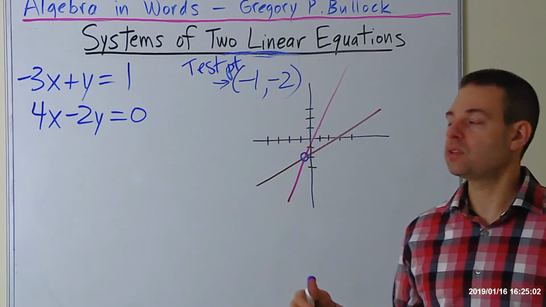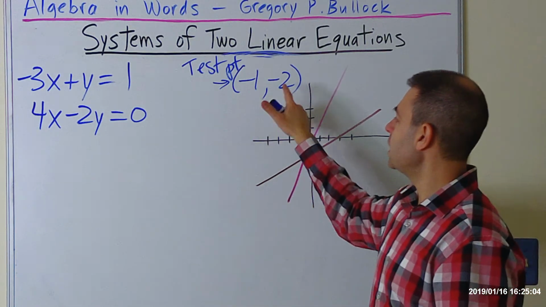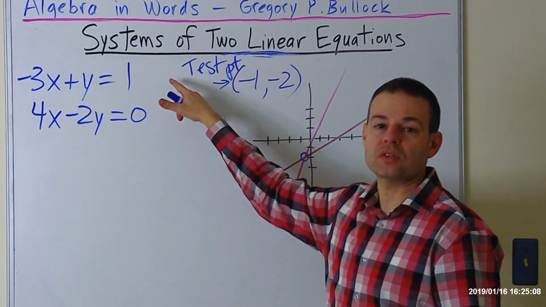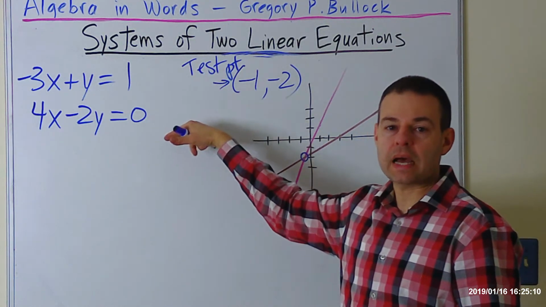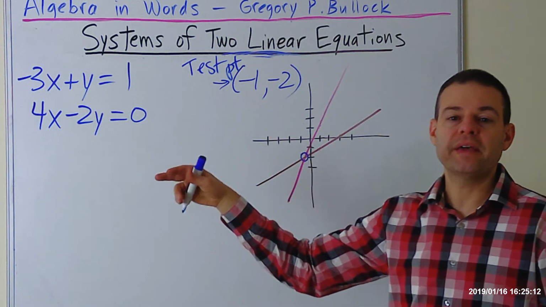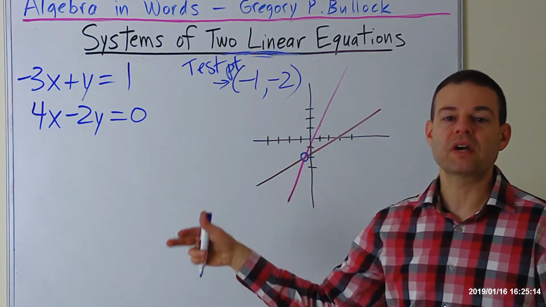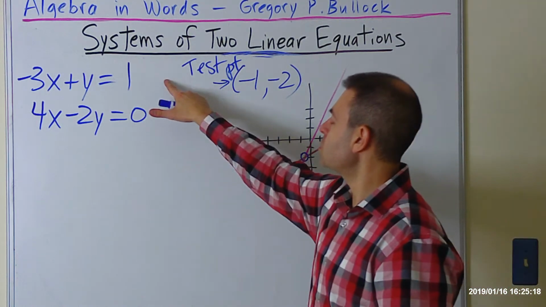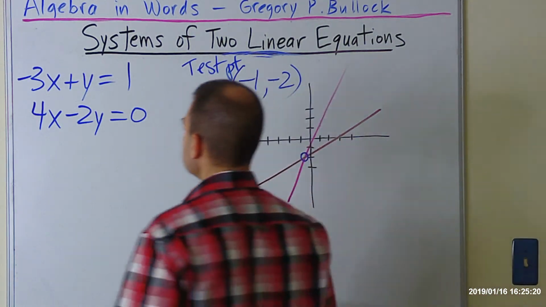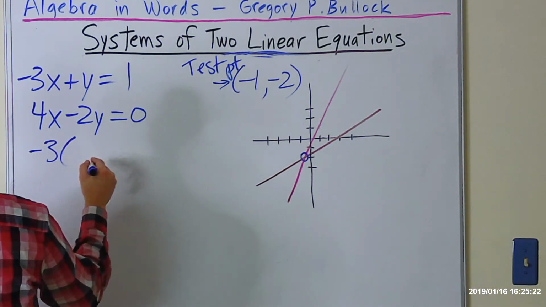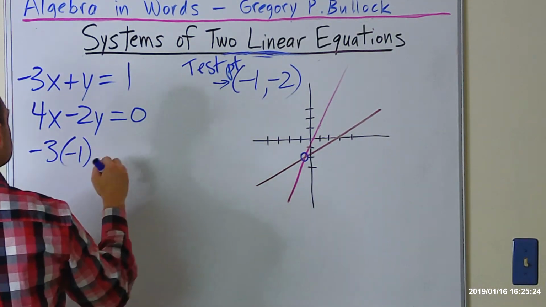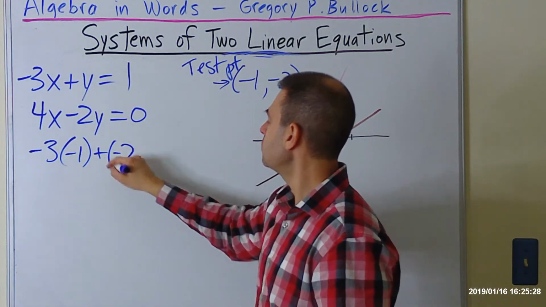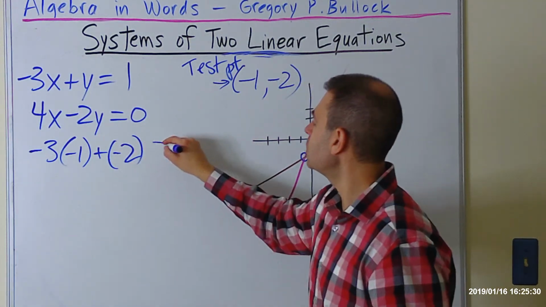So remember, the procedure is we're going to take -1 and -2, put them in for their respective variables in the original equations, one equation at a time, simplify them down, and then we're going to see if the left side equals the right side for both equations. So let's get started. Let's do this equation first, and we're going to do -3 times -1 in for x plus -2 in for y equals 1.